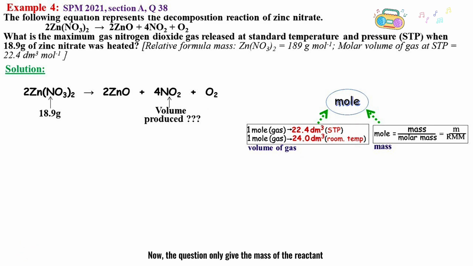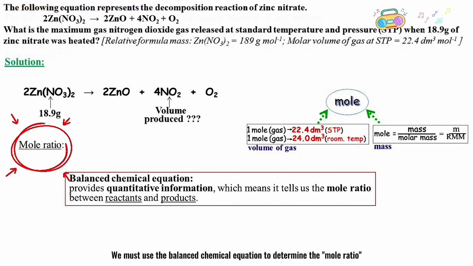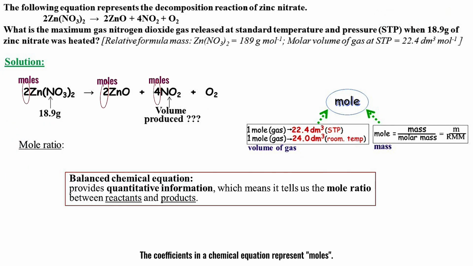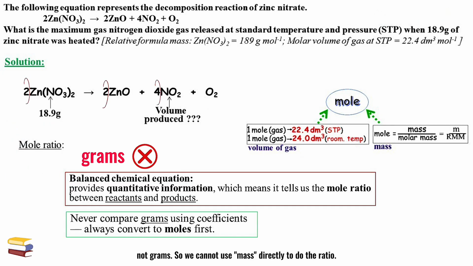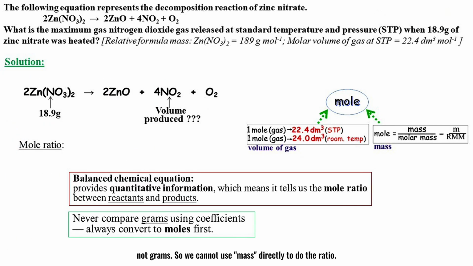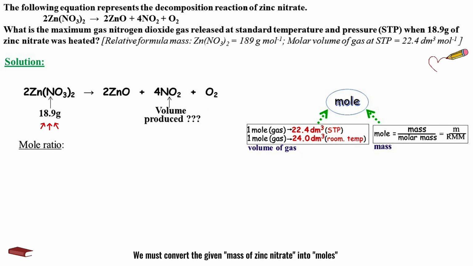Now, the question only gives the mass of the reactant, so how do we find the volume of nitrogen dioxide gas? We must use the balanced chemical equation to determine the mole ratio. The coefficient in a chemical equation represents moles, not grams, so we cannot use mass directly to do the ratio. We must convert the given mass of zinc nitrate into moles.